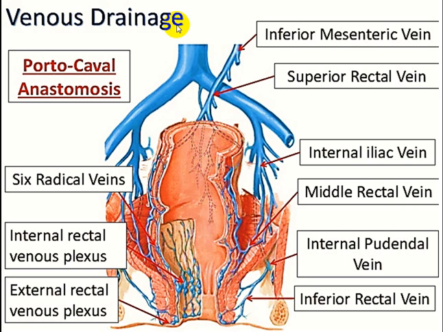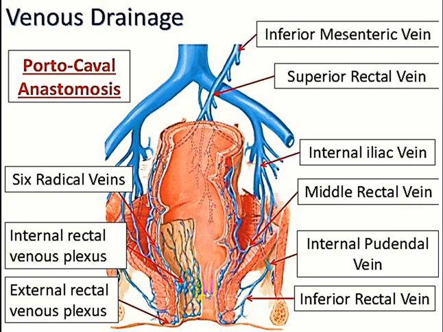And as you can see here, this is the venous drainage. This is the anal canal, the external rectal venous plexus and the internal rectal venous plexus here. The upper half drains to the internal plexus, this is to the portosystemic, while the lower half, the middle rectal vein and this is the inferior rectal vein, drain to the internal pudendal vein and then to the internal iliac vein.